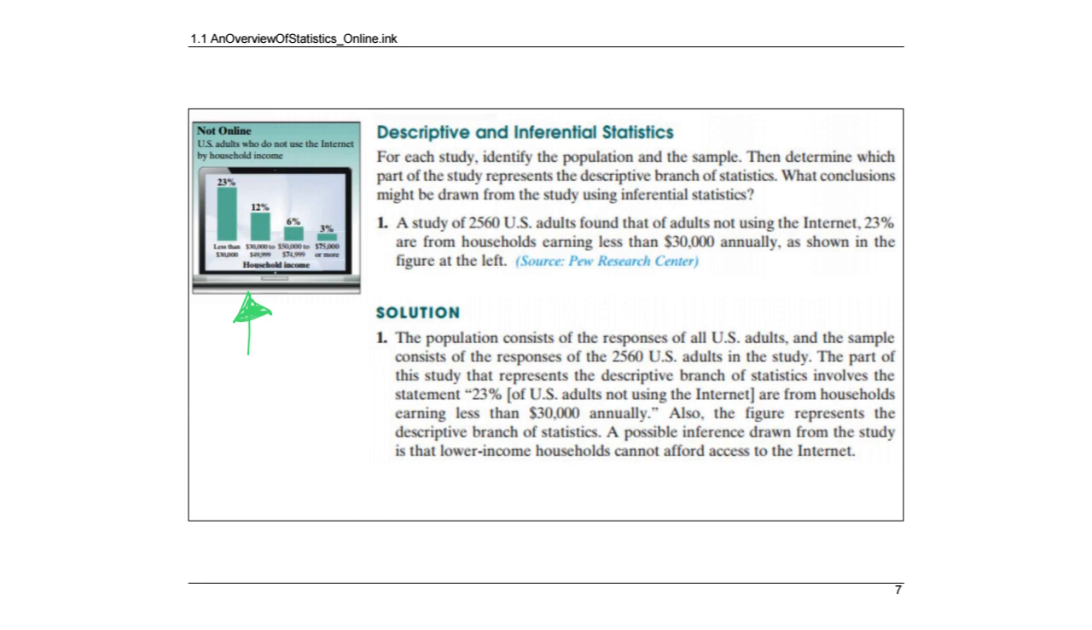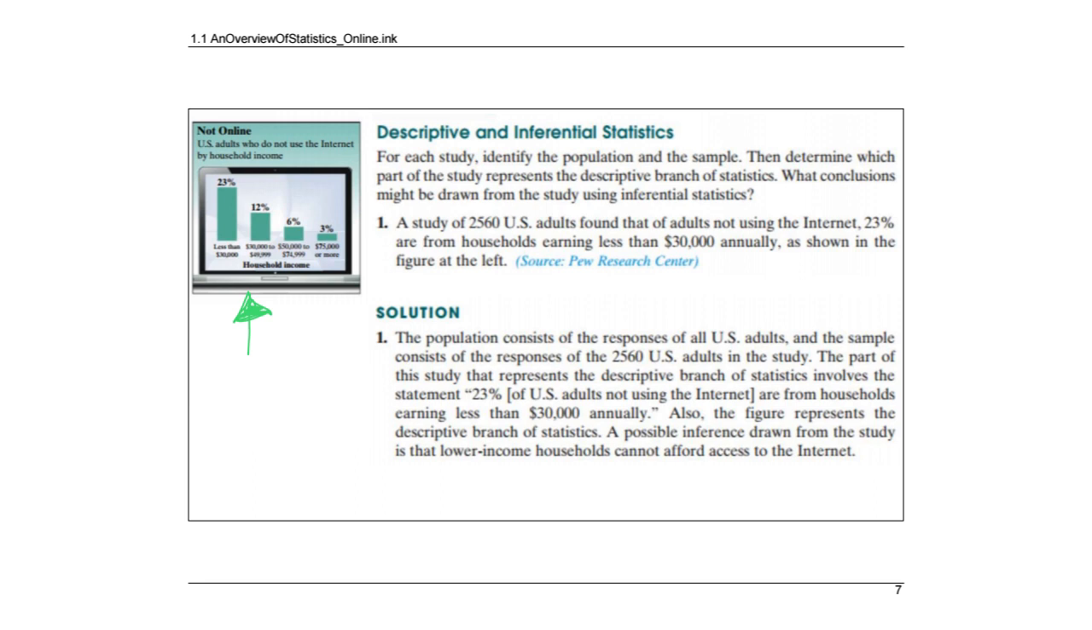Let's see. The descriptive branch of the statistics is those percents, right? The percents tell us, because that comes right from the people. Those people we talked to, they told us their household income. They told us if they used the internet or not. So those are facts that came from those 2,560 adults.